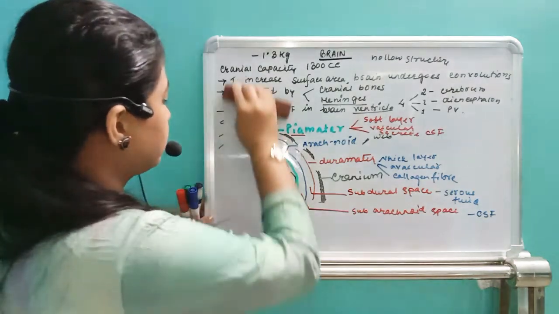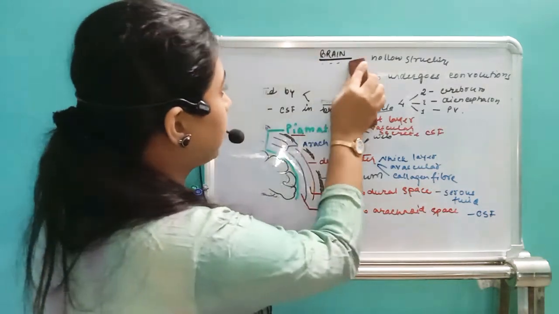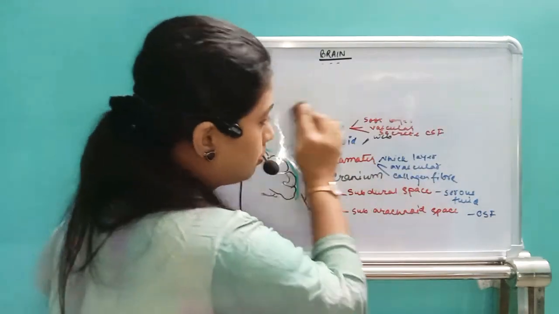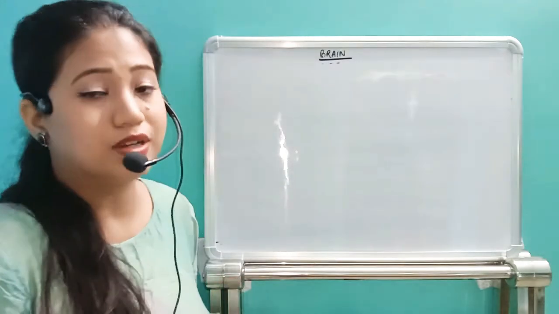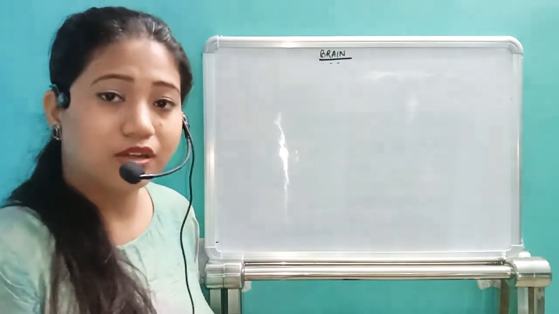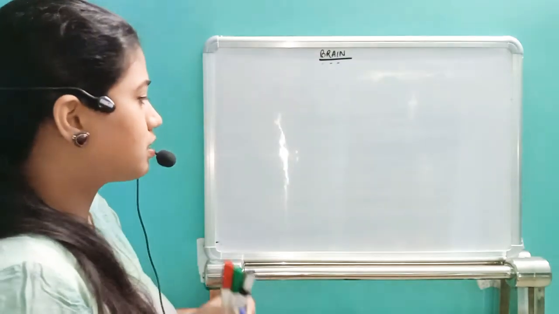Okay, so first, the brain is basically divided into three parts. All of us know what they are: forebrain, midbrain, and hindbrain, right? So let's see these parts.